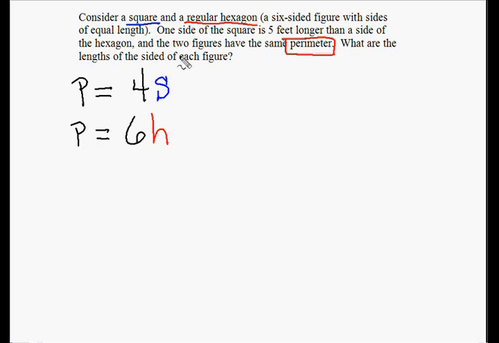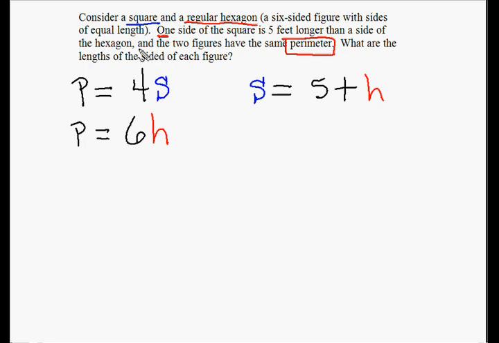Going back to this sentence, one side of a square. Now we're using a blue S to represent the side of a square, is 5 feet longer, which is addition, of the hexagon, which we're using the letter H. Now that is a complete sentence. That's one equal sign, we're done.